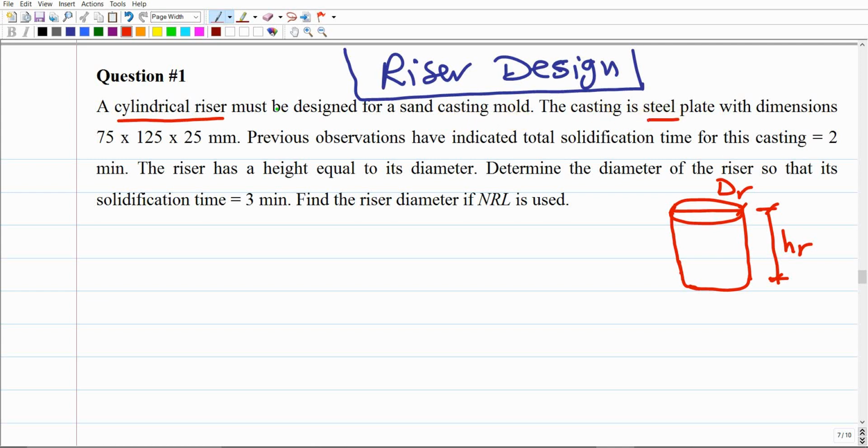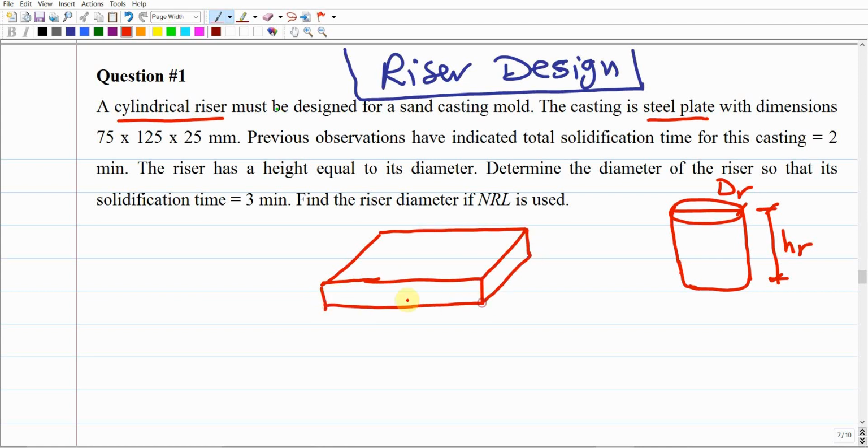The casting is a steel plate. So the casting has a plate shape. This is the casting, so you should distinguish. In this type of problem, you will be given two shapes. It will not be drawn for you. The drawings will not be given, but you should understand from the statement. This should be the casting.